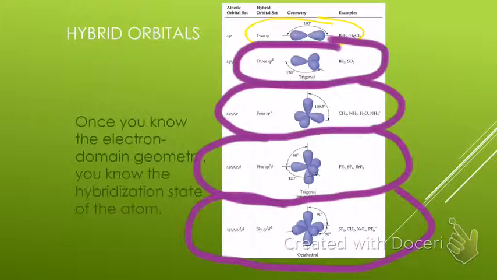Hopefully this has helped explain a little bit with respect to orbital hybridization, and especially orbital hybridization for the non-tetrahedral electron domains. I'll see you in class.